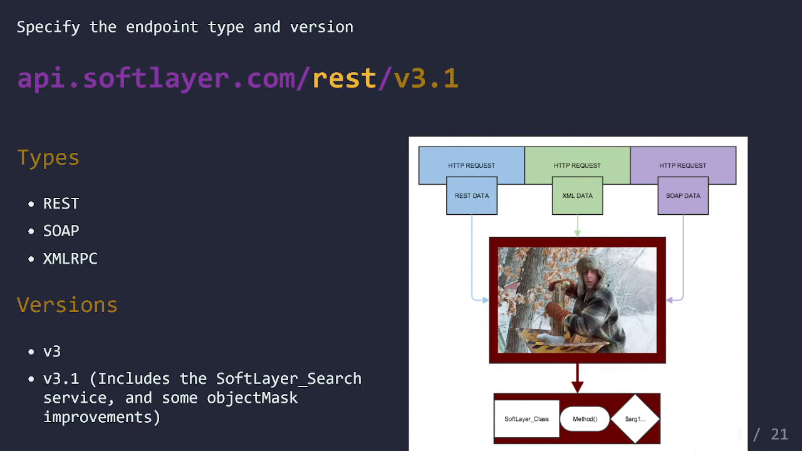Now, there's two different versions that we can use, version 3 and version 3.1. Version 3.1 is different in that it includes the SoftLayer search service and some object mask performance improvements that, while not obvious to an end user, on some object mask requests that you send in, changing the version can drastically improve your performance. So when picking a version to use, almost always use 3.1.